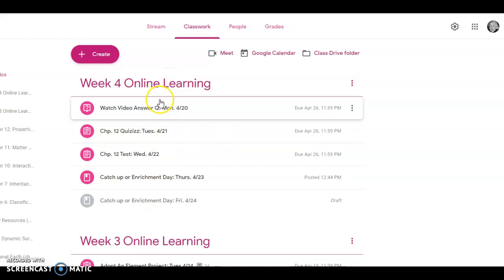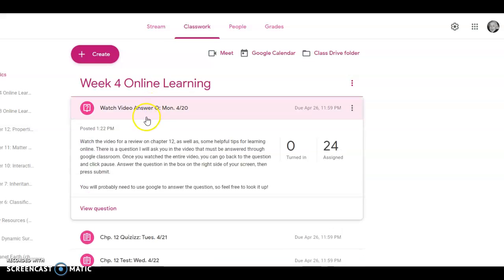My screen, again, looks a little bit different than yours since I have the teacher screen, but this is what we're going to do this week. For Monday, you're going to watch this video, and then you are going to answer the question. I can see who turned it in and who didn't.